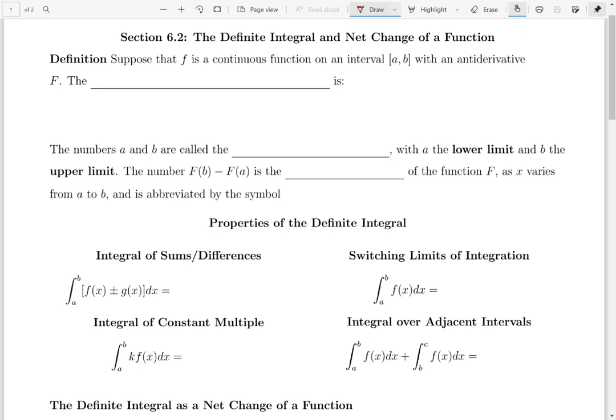Section 6.2, the definite integral and net change of a function. So, first off, let's suppose that f is a continuous function on a closed interval from a to b, with an antiderivative specifically being capital F.